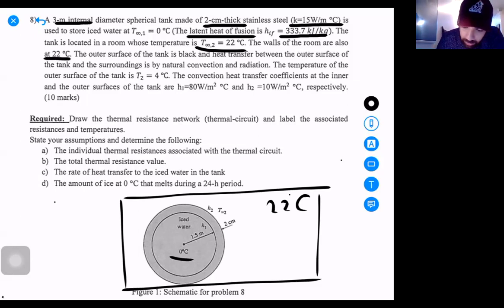So this was mentioned here. And the outer surface of the tank is black. This means that the emissivity epsilon should be considered 1 for the radiation, because it is a black body. And the heat transfer between the outer surface of the tank and the surroundings is by natural convection and radiation.